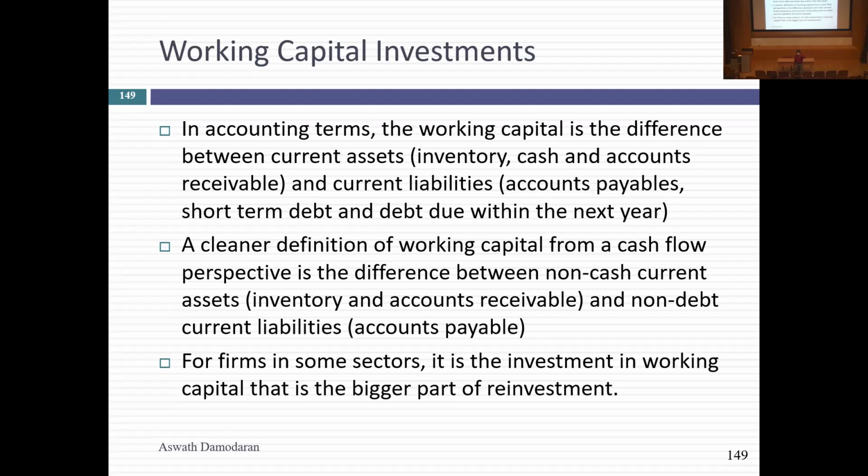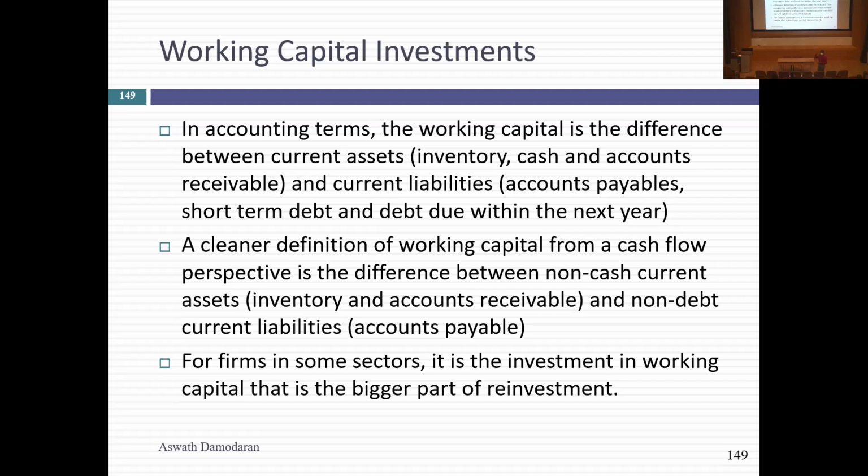The item that you actually see in a cash flow calculation is change in working capital. Now, if you think about working capital from an accounting perspective, I don't know how you were taught working capital, but I was taught working capital as the difference between current assets and current liabilities, right? That's the accounting definition. That is not the definition we should be using in valuation. The definition we should use for working capital in valuation is the difference between non-cash current assets and non-debt current liabilities. So what the heck are you talking about?